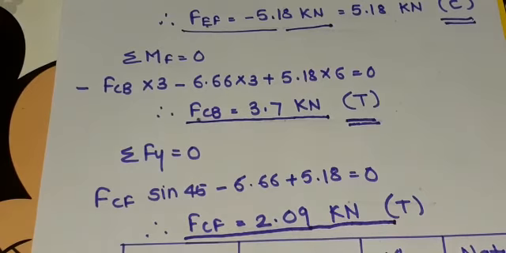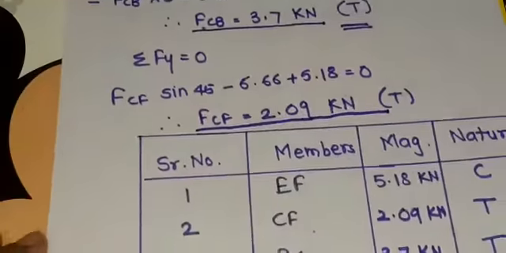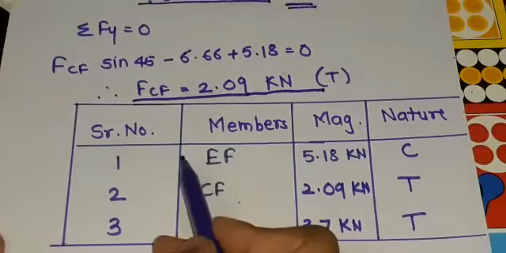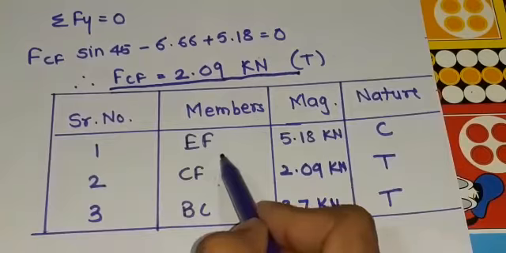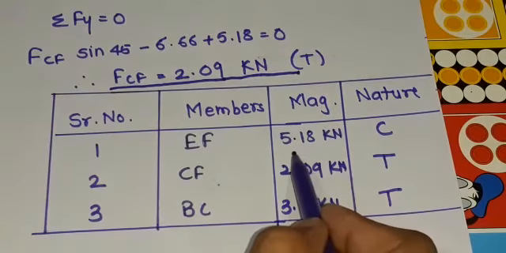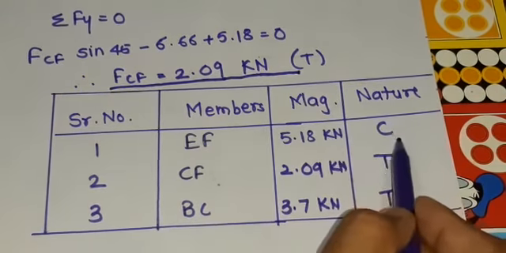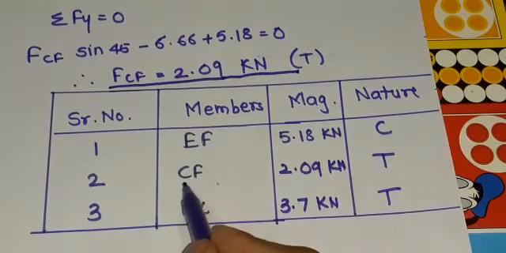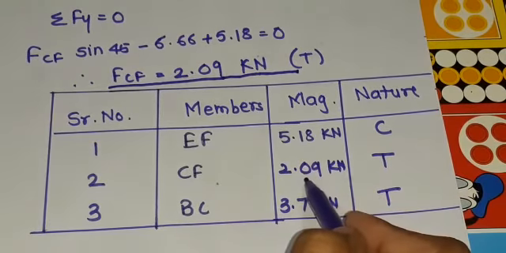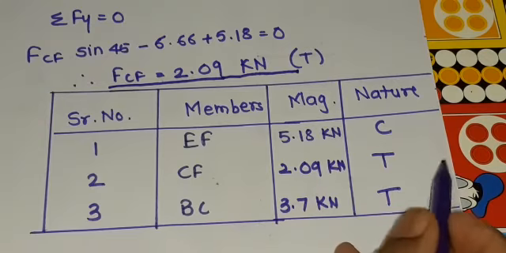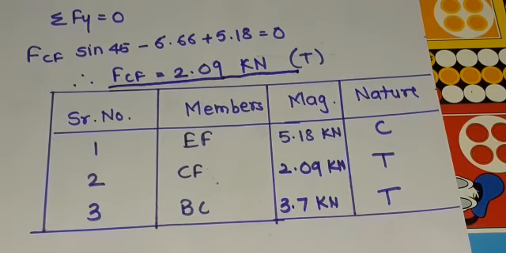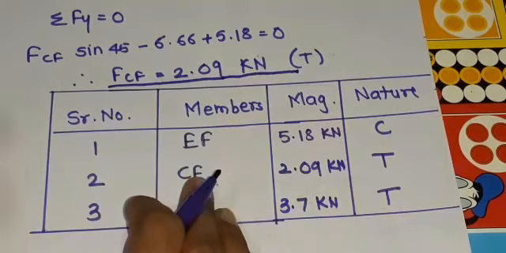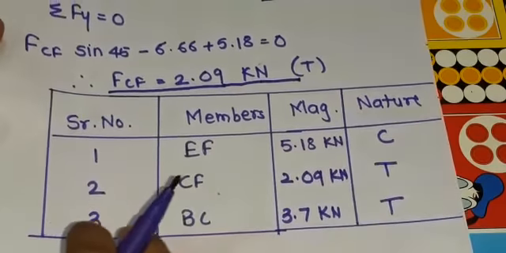And the last step is to tabulate the result with serial number, members, magnitude and their nature. In member EF, force having magnitude 5.18 kilonewton and nature compression. In member CF, force having magnitude 2.09 kilonewton and nature tension. And in member BC, force having magnitude 3.7 kilonewton and nature is tension. So this is the numerical which is based on the method of section.